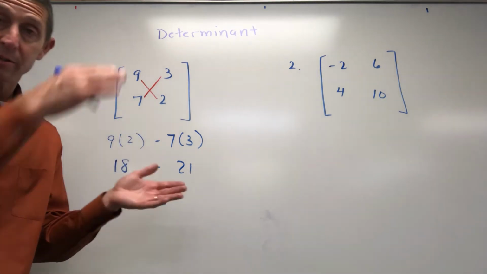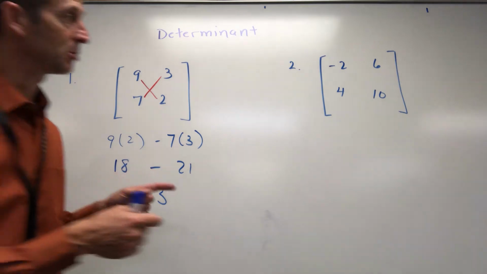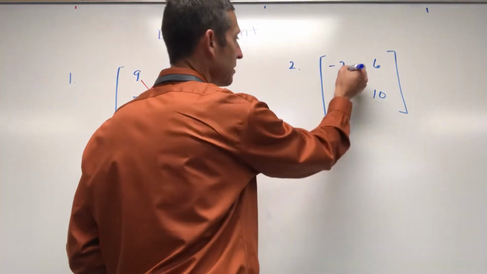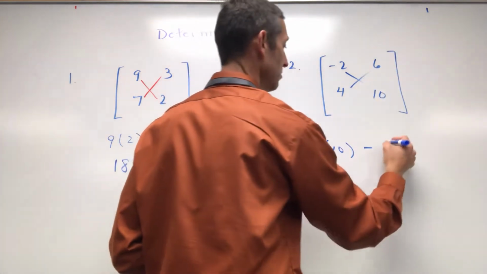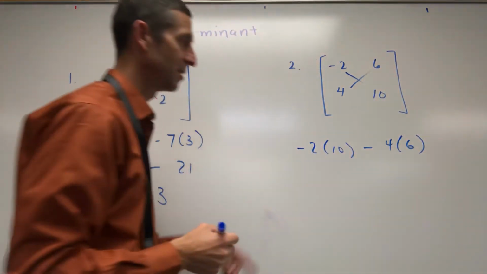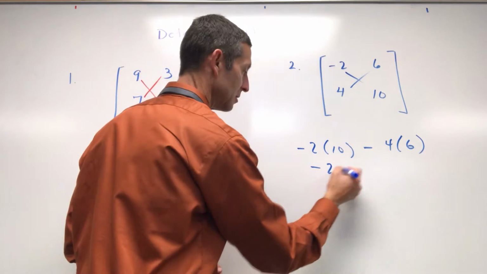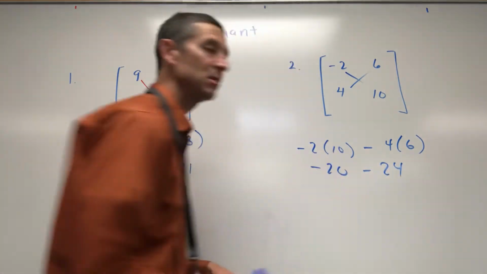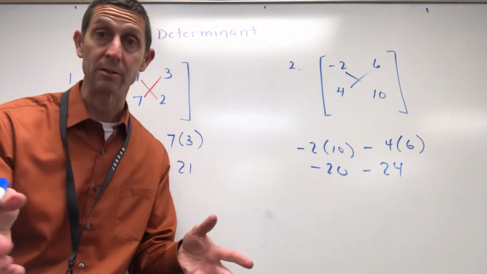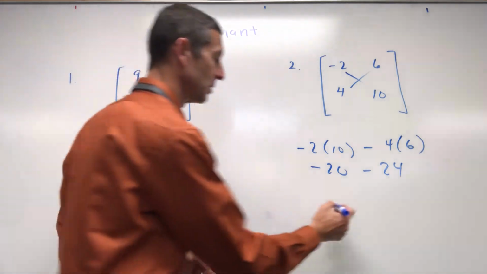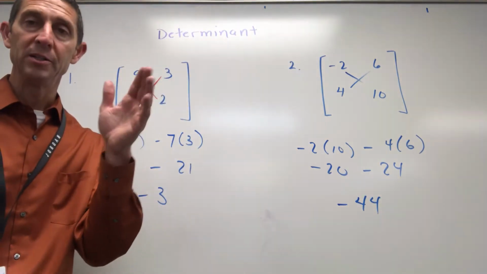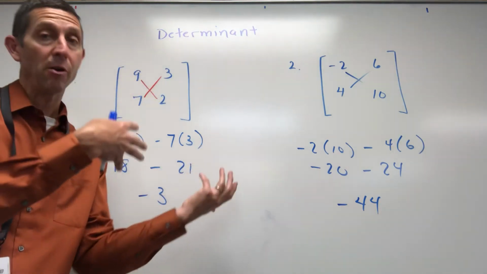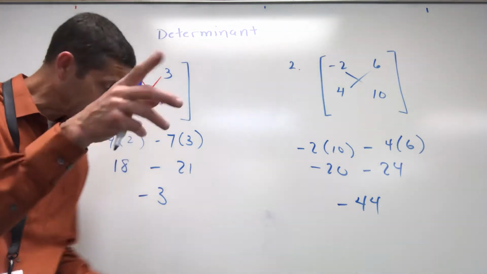Find a determinant, multiply, subtract your answers. So main diagonal, negative 2 times 10. Second diagonal, 4 times 6. So we've got a negative 20 minus 24. Remember, it's always subtraction. 2 answers, subtract them. Your determinant, negative 44. So to build an inverse, you have to know part of it is the determinant. Let's start building.